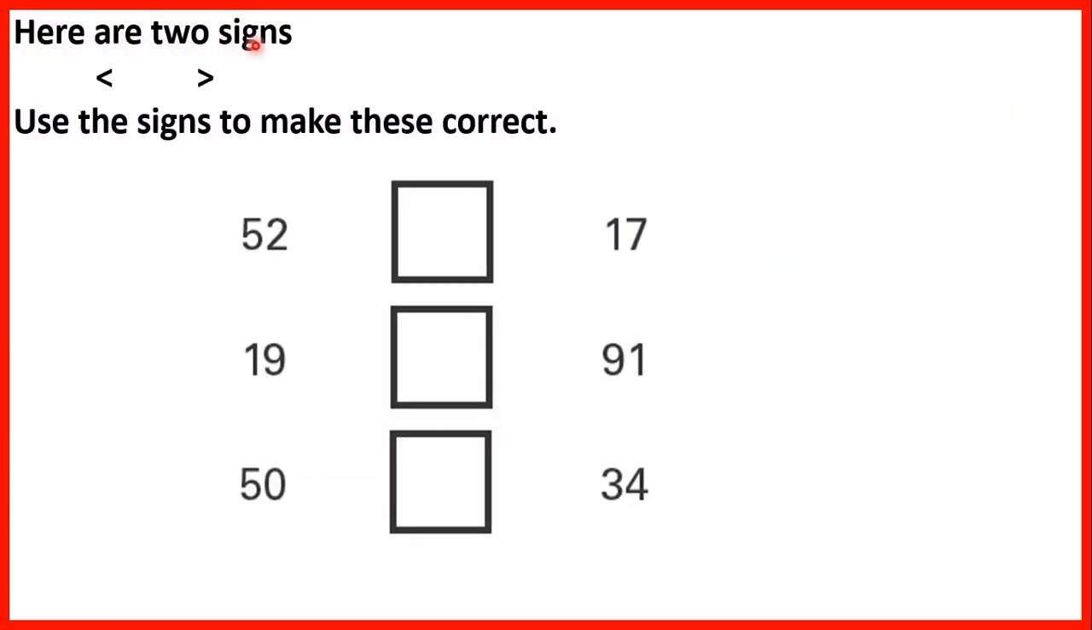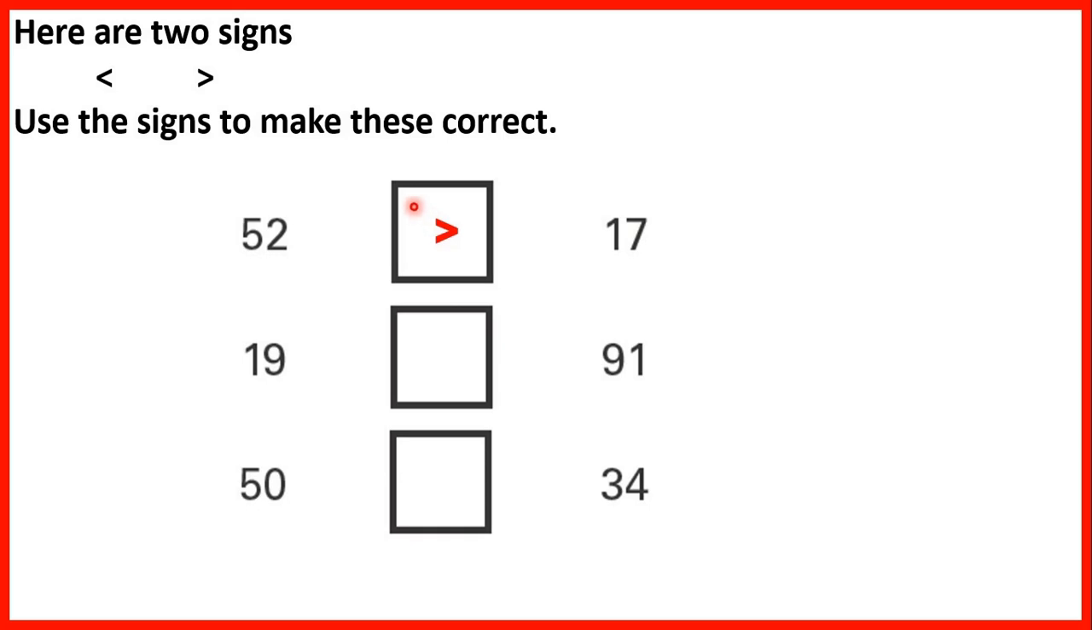Here are 2 signs. We have less than and greater than. Use the signs to make these correct. So first, we need to compare 52 and 17. Because this first number has 5 tens and this number only has 1, we know that 52 is greater than 17. So we need a greater than sign.